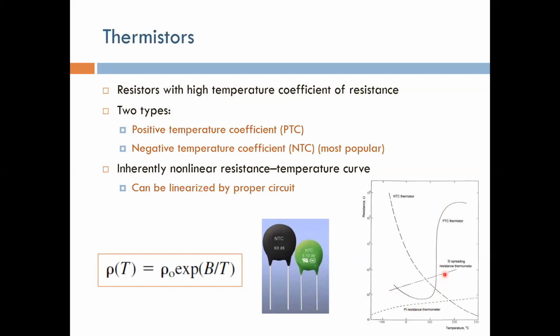The usual resistance, basically, if you have a resistance, the curve is going to be linear like this. Okay, so basically it changes its value depending on the temperature in a nonlinear manner.